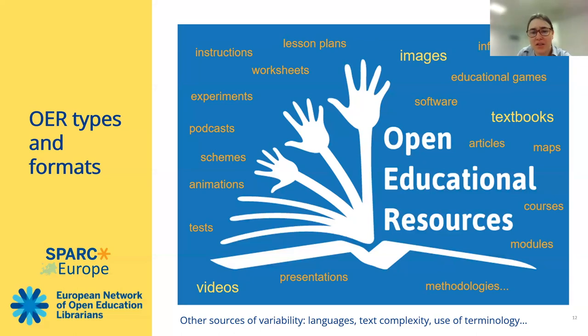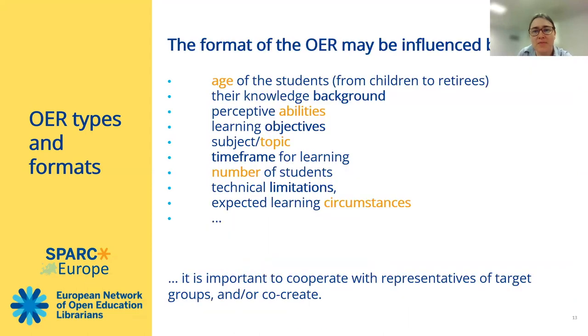So open educational resources have many forms, and except the form, there are also other sources of variability such as languages, text complexity, use of terminology. We have to choose the level of terminology according to the student and their age and their experiences. So the format of open educational resources is influenced by the age of students, because open educational resources may be aimed at children as well as people in lifelong learning of any age.